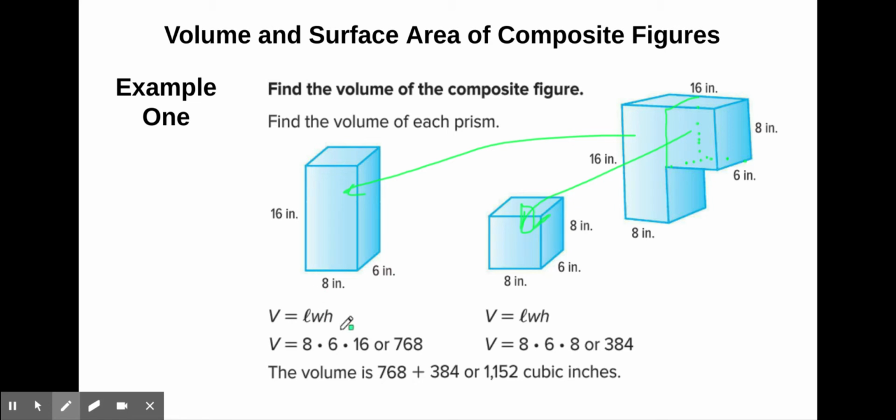Length times width times height, 768. And then length times width times height, 384. Add it together, and you got cubic inches. Remember, cubic, because we're looking for the volume. Now let's go to the next one here. Next one. Okay, pointer. Boom.